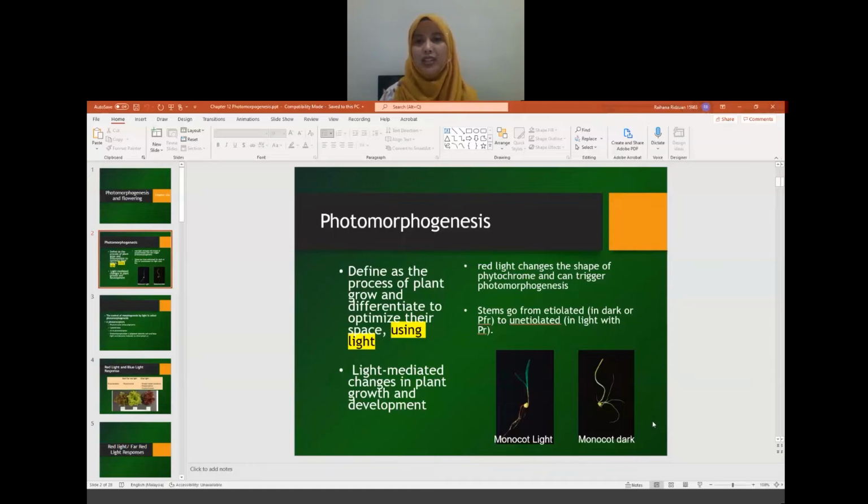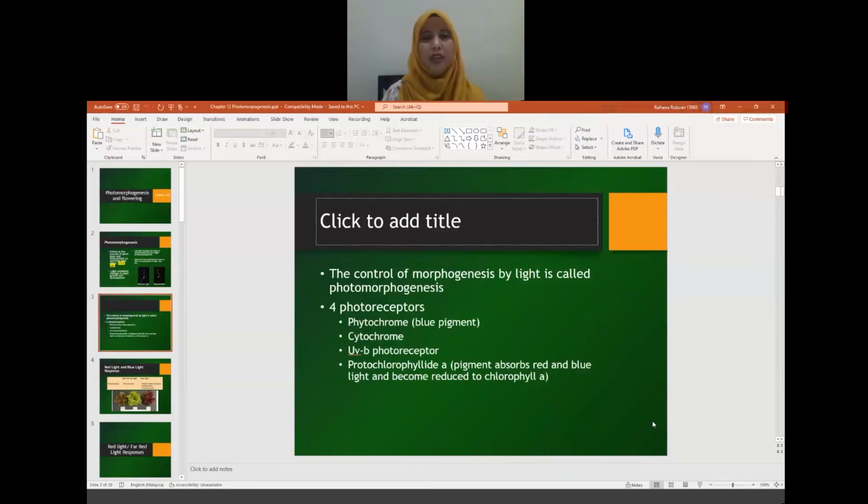The red light changes the shape of phytochromes and can trigger photomorphogenesis. We're going to look at this later. The stem goes from etiolated in the dark, with PFR, phytochrome far red light, to unetiolated in light, with phytochrome red light, PR. So it's okay, don't be afraid of this PFR and PR. We are going to look at it slowly one by one. Next, the control of morphogenesis by light is called photomorphogenesis.